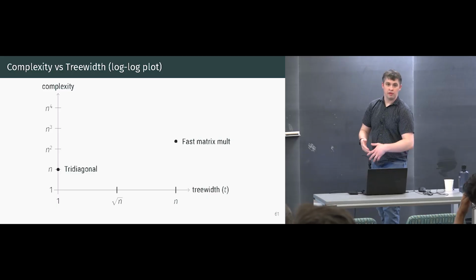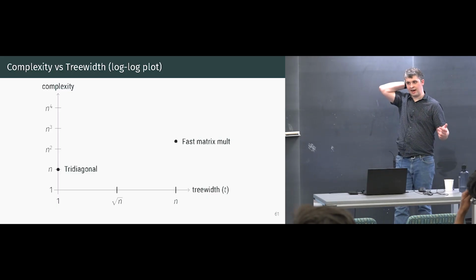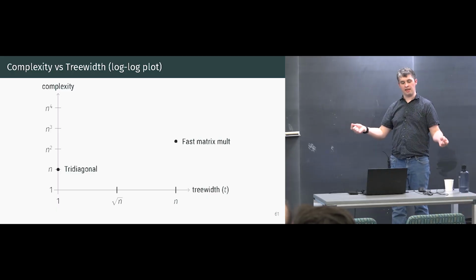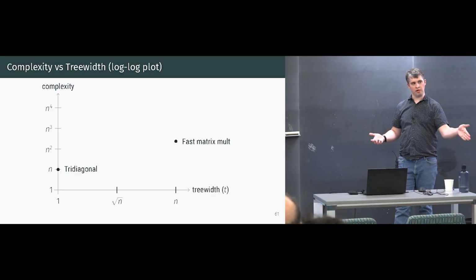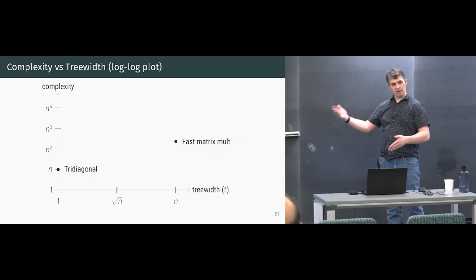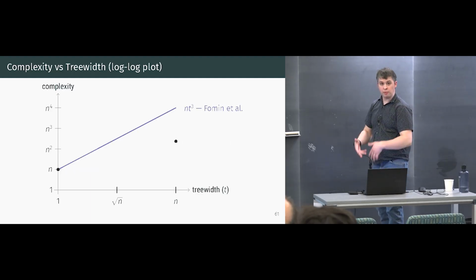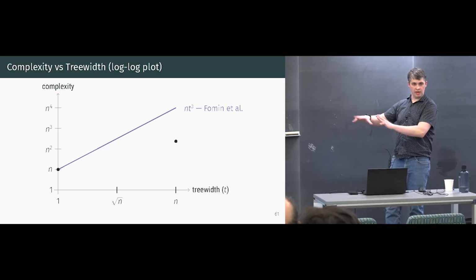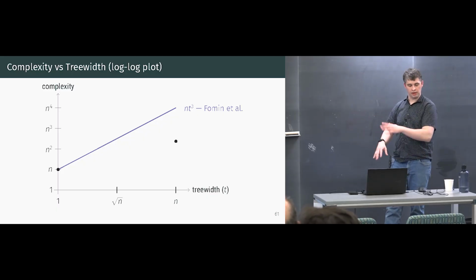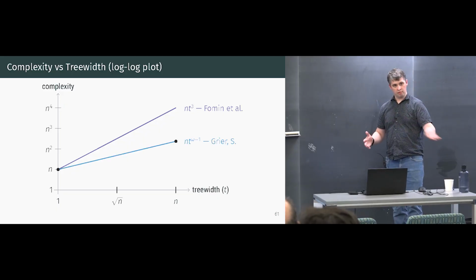So, right. The original point of this, just to remind you, was we had these two cases at the ends. If you have constant tree width, like in the tridiagonal case, you can solve it in linear time. Fast matrix multiplication is the best you can do at the other end, and the Fomin et al. result missed. This is on a log-log plot, so these power law things are actually linear. Whereas this new result that we've got is going perfectly through these points.